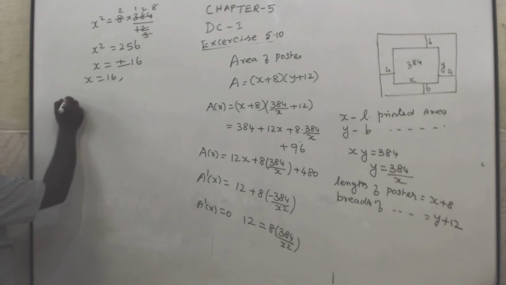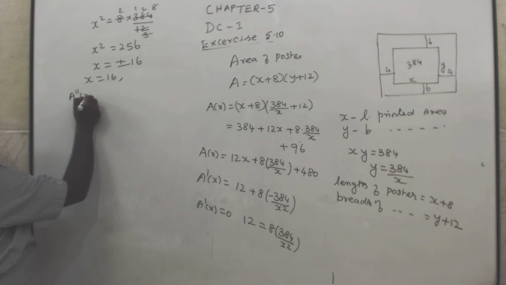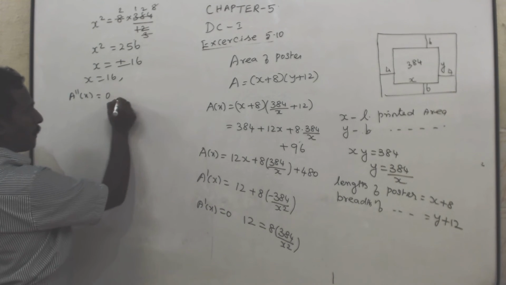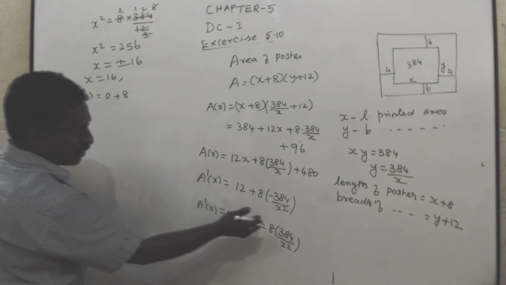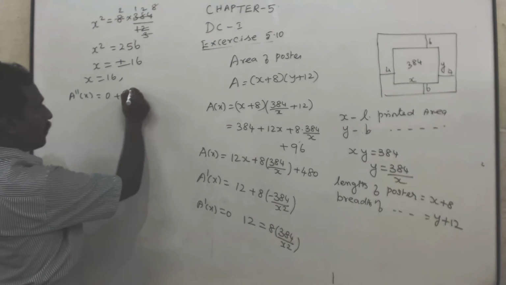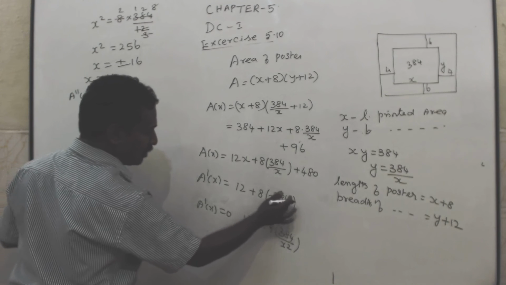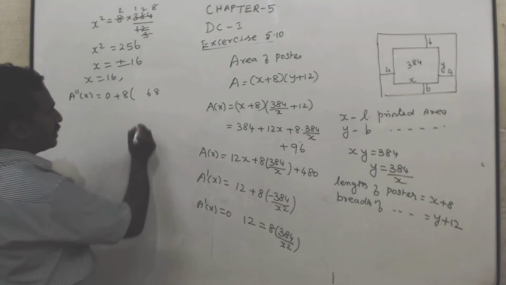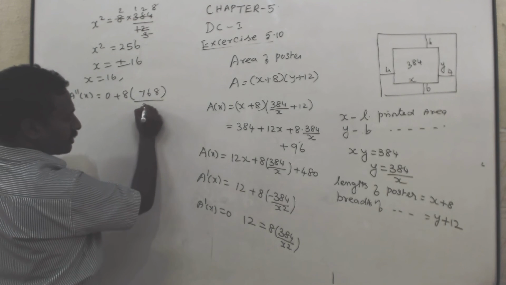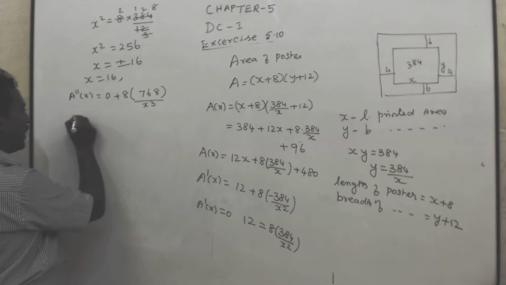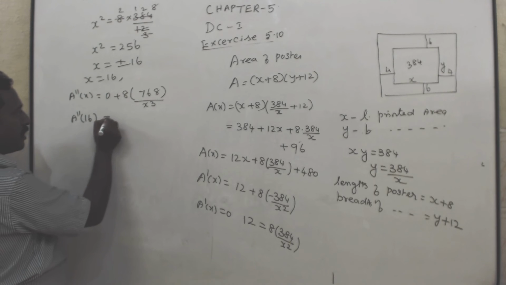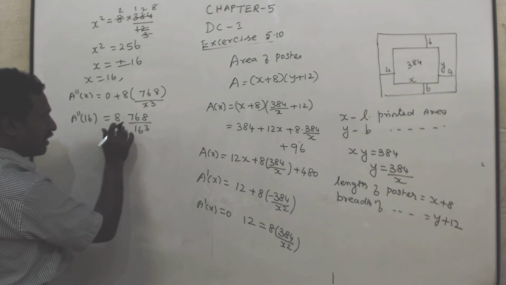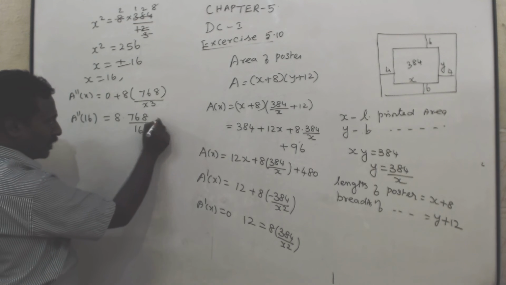Can't be negative. A double dash of x: 12 differentiation is 0, plus 8. 2 multiply numerator, minus 2, minus of minus. 2 4s are 8, 16. 2 3s are 6, 768 divided by x cube. A double dash of 16 is 8 into 768 by 16 cube. Anyhow, positive, positive, positive, therefore positive.